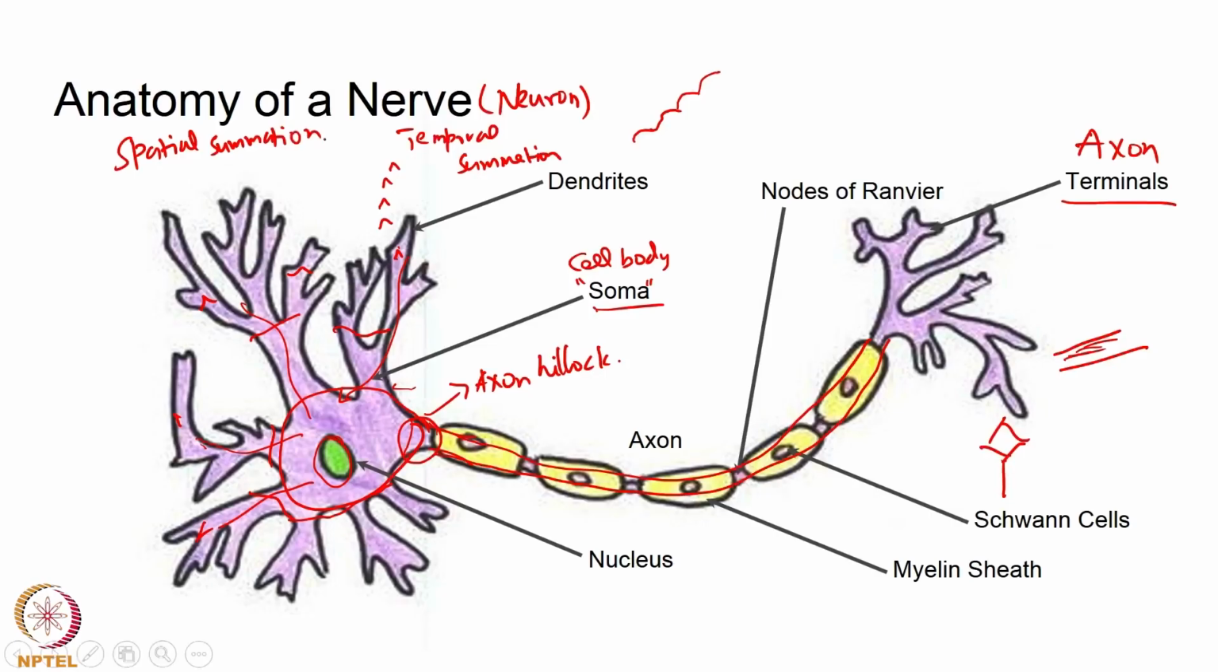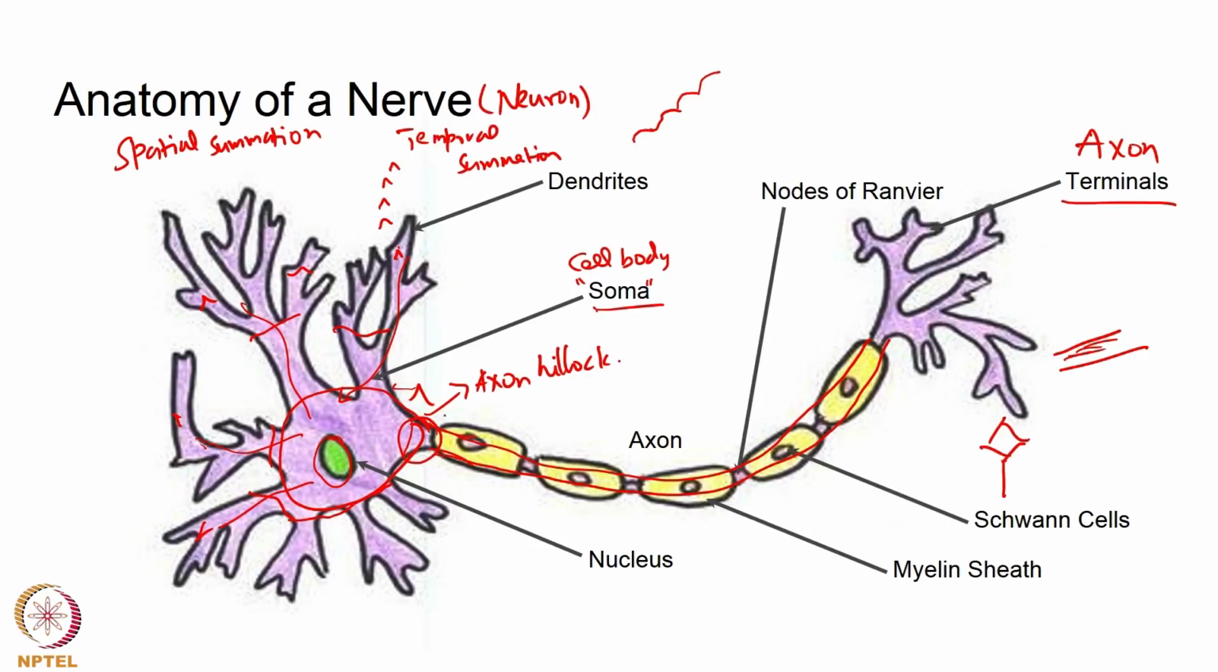Without referring to how an action potential is generated, whether by spatial summation or by temporal summation, we will look at how action potential gets propagated. That is of interest for us in this class, right. Let us assume that an action potential is generated either by spatial summation or by temporal summation at this point.